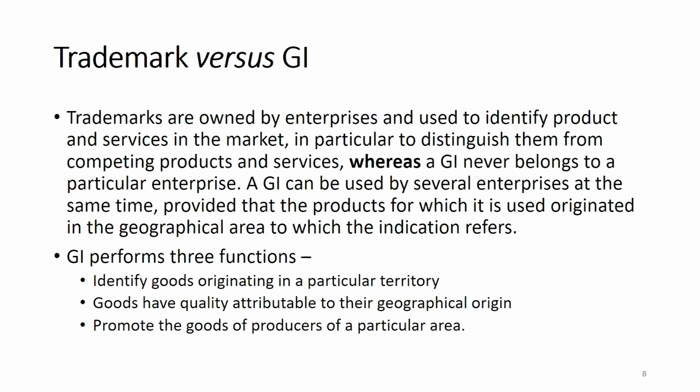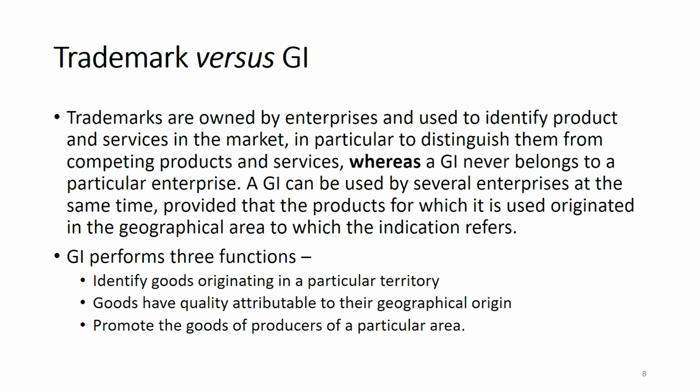Whereas a geographical indication never belongs to a particular enterprise, first of all. It is a community IP. Try and understand. Most of the intellectual property which we have discussed, these are proprietary rights. These are owned by individuals, whereas geographical indication is a collective IP. It is never owned by a particular enterprise. It is used by several enterprises at the same time. It is used by several people at the same time, provided that the products for which it is used originated in the geographical area to which the indication refers.